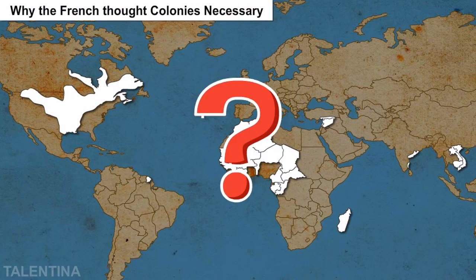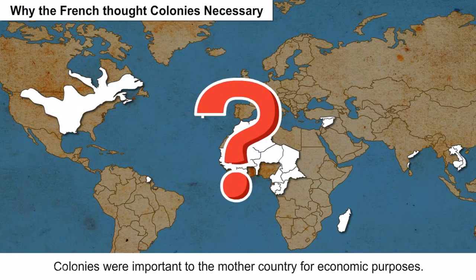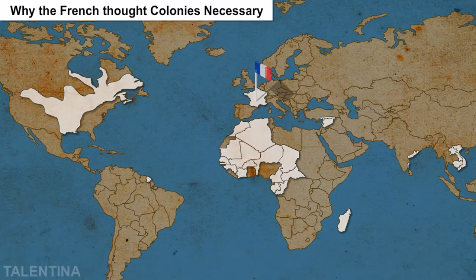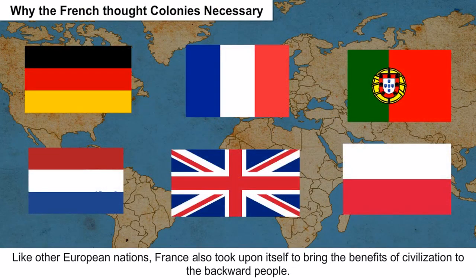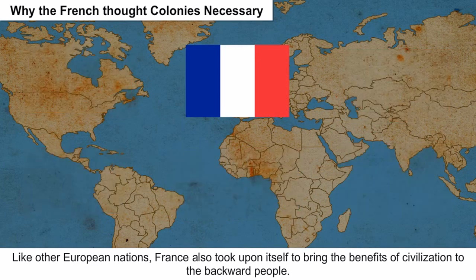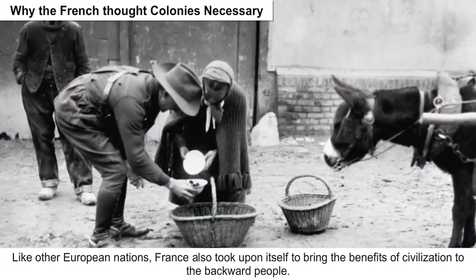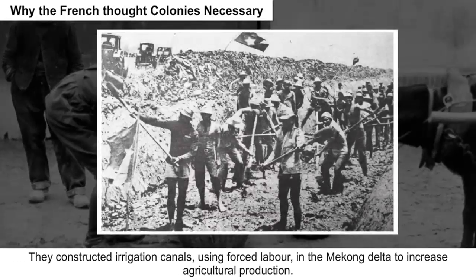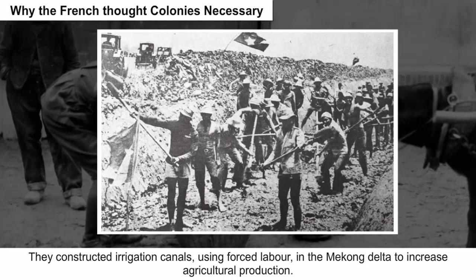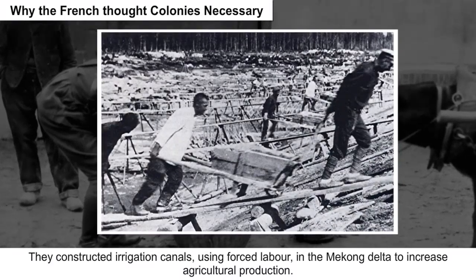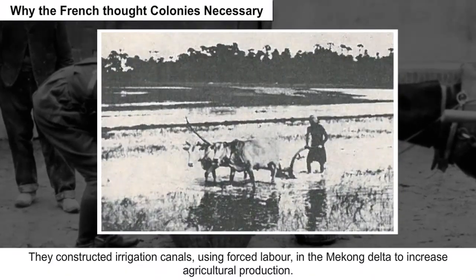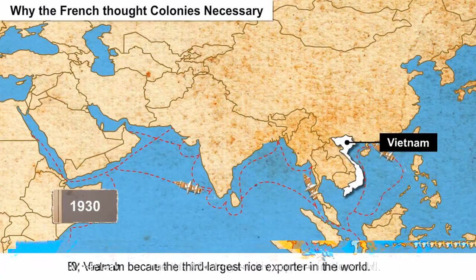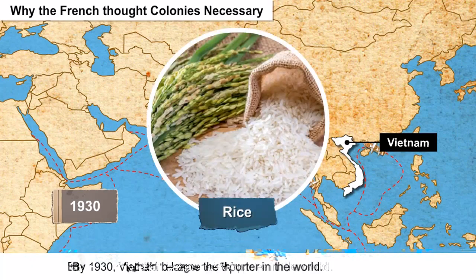Why did the French think colonies were necessary? Colonies were important to the mother country for economic purposes. Like other European nations, France also took upon itself to bring the benefits of civilization to the backward people. They constructed irrigation canals using forced labor in the Mekong Delta to increase agricultural production. By 1930, Vietnam became the third largest rice exporter in the world.